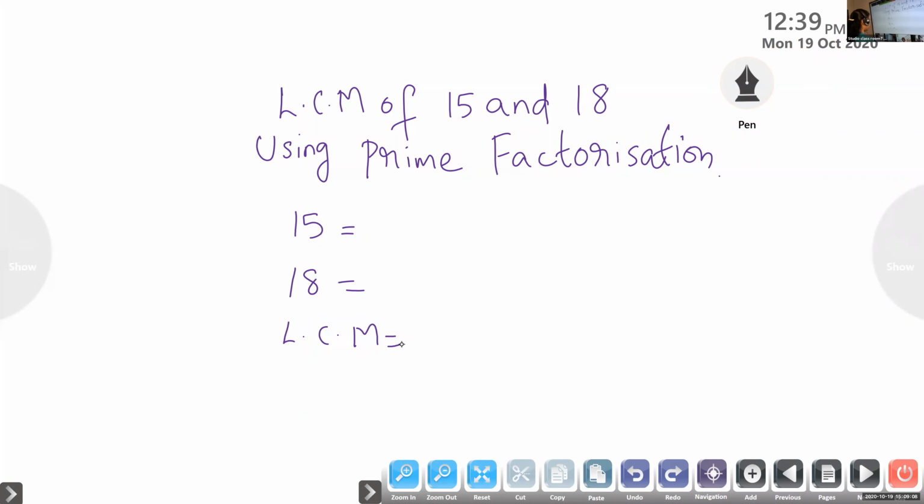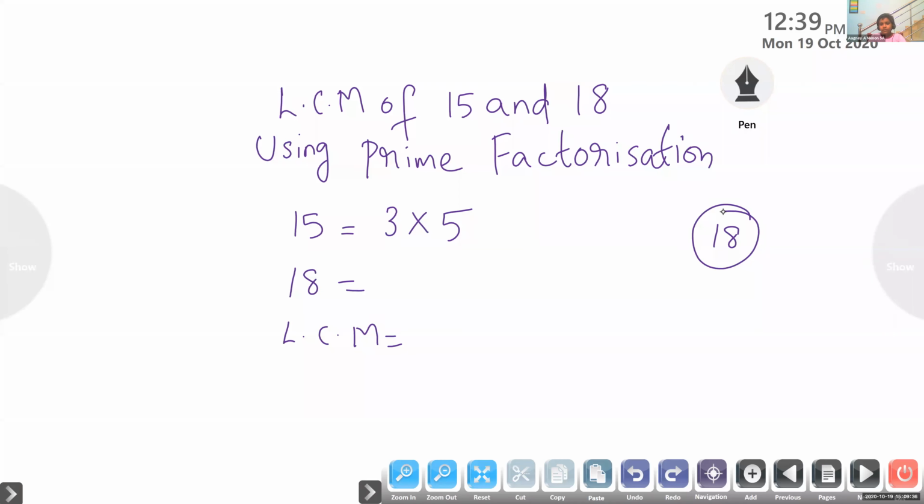Yes, Agni finished? Okay. So Agni, 15 can be written as, yes? 3 into 5. Very good. So 3 and 5 both are prime numbers, so no need to do more factorization. Okay. Now next, what about 18?